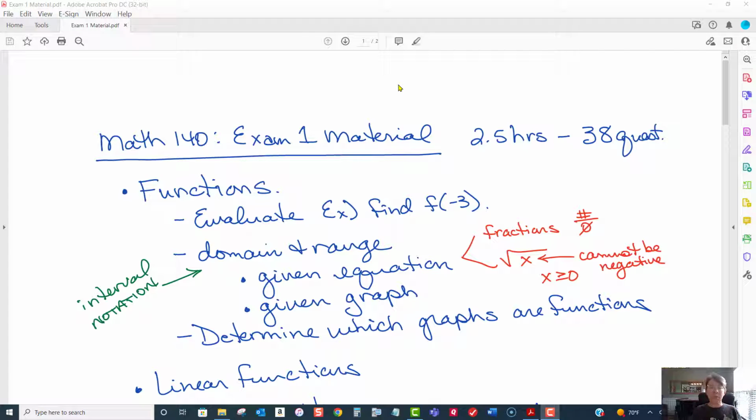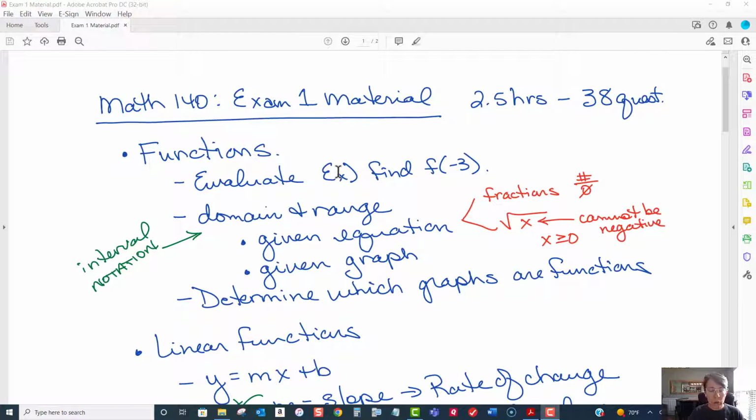For your exam one material, you're gonna have 38 questions and about 2.5 hours to do those questions. So some of the main things that we're gonna be looking at on your test: functions. You need to be able to evaluate, for example, finding f of -3 if I give you the generic function.